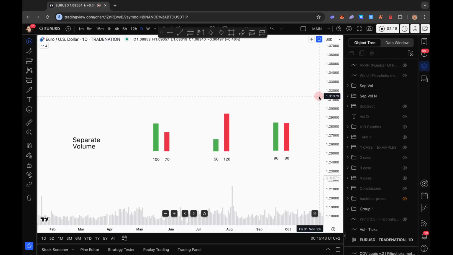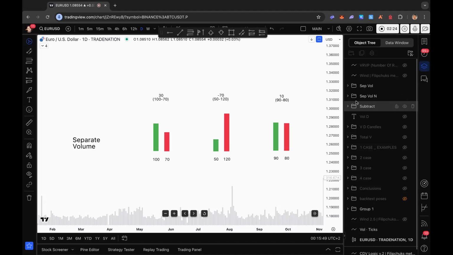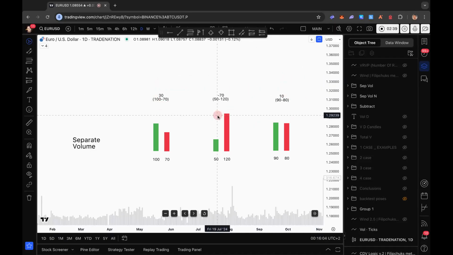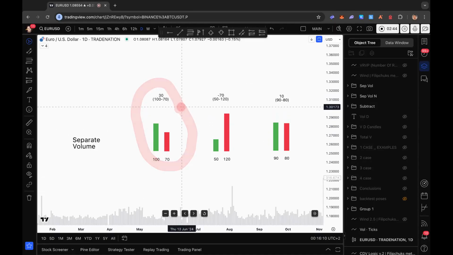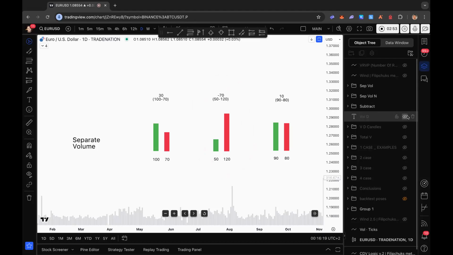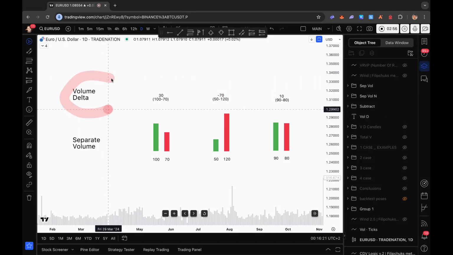Now let's subtract one from the other, sellers from buyers. Simple school math. If the number is positive, more buying happened in the market. If it's negative, more selling. That number is called volume delta. Lock it in, remember it.